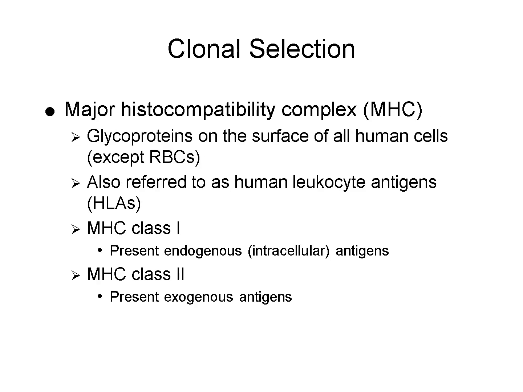The major histocompatibility complex, or MHC, is a group of glycoproteins found on the surface of nearly all human cells, except red blood cells. These molecules are also called human leukocyte antigens, or HLAs. MHC class I molecules present antigens from inside the cell and are recognized by cytotoxic T cells. MHC class II molecules present antigens from outside the cell and are recognized by helper T cells. This distinction helps the immune system target the right type of threat.